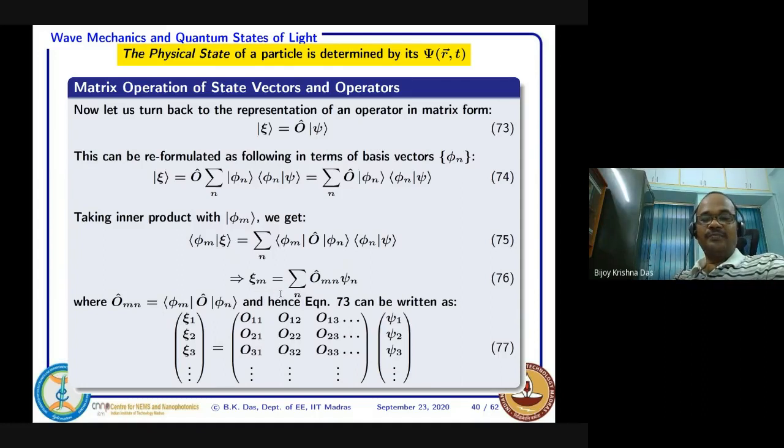Now the right hand side. Look at it carefully. The first thing: what is that? Phi m O phi n. What is that?